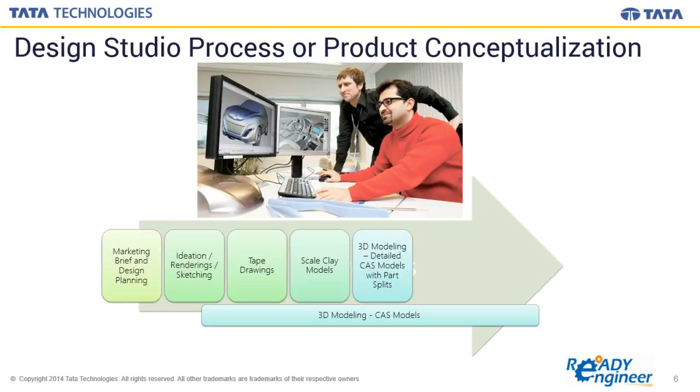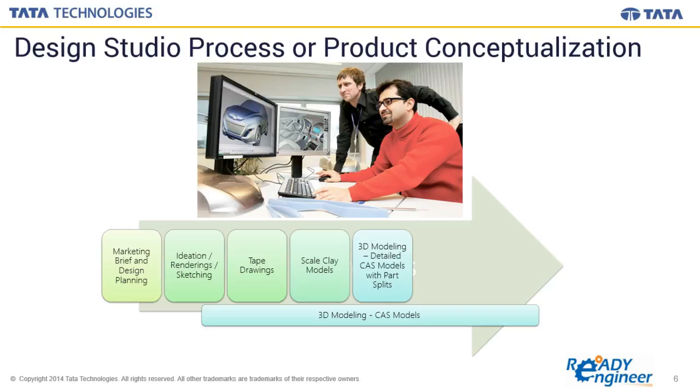Once a scale clay model is done, detailed CAS modeling begins. Depending on how many themes we have, we can have multiple CAS models, and these are refined on computers as well as on the CAS models. We make a model on CAS, and then we replicate that on clay.